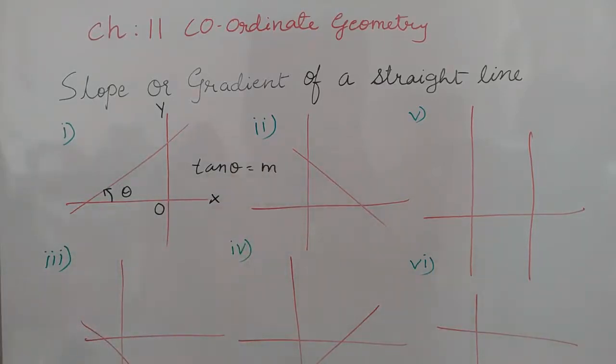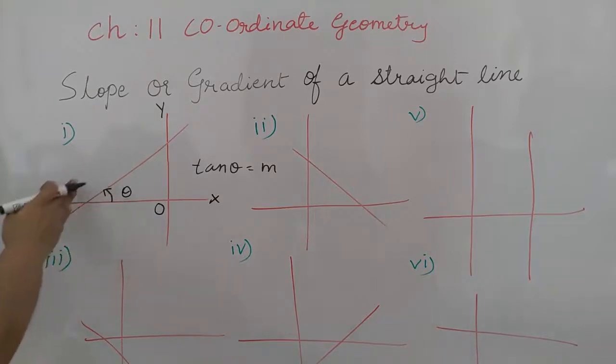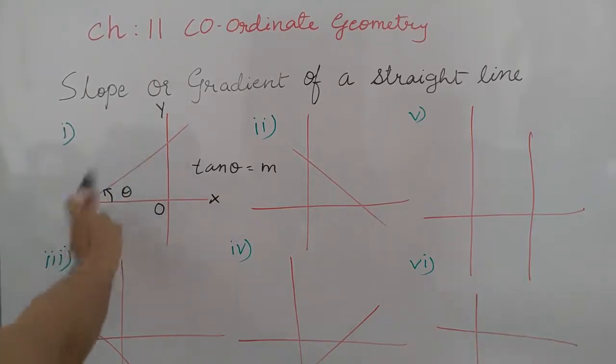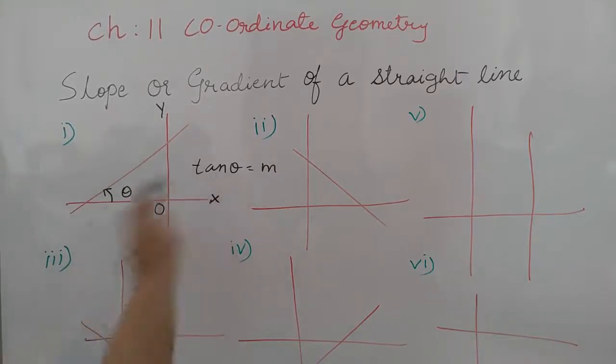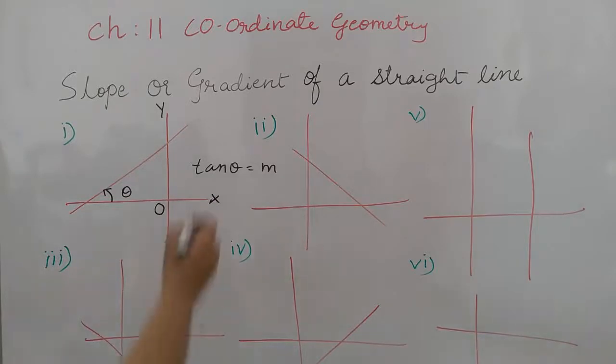And again I am repeating, what is slope? The slope is the angle made with the positive side of the x-axis in the anti-clockwise direction, and the tangent of it is called the slope, and that is denoted by m. So this is the thing you have to remember: tan theta is equal to m.